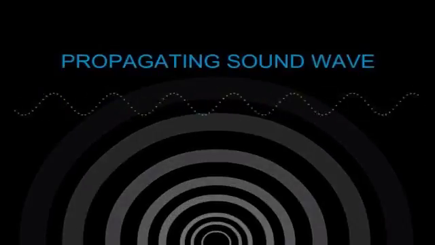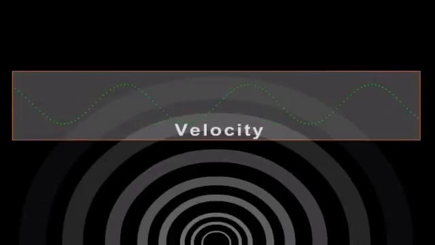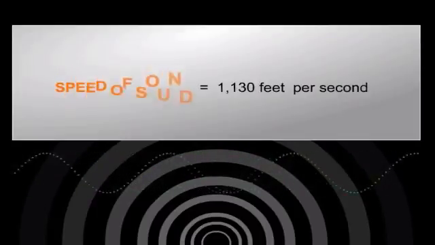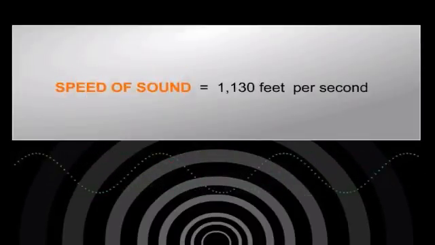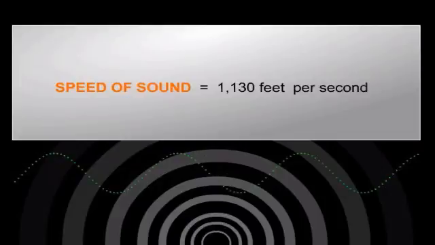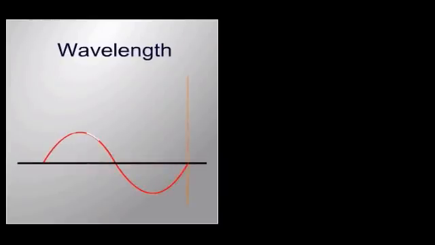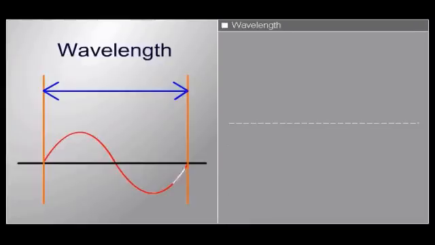The speed of sound is the rate at which sound waves propagate. We call this rate velocity. As a base unit, we will use 1130 feet per second as the speed of sound. The length of a sound pressure wave is known as its wavelength. Wavelength is the distance covered in one cycle. Wavelength is calculated by dividing the velocity by the frequency.